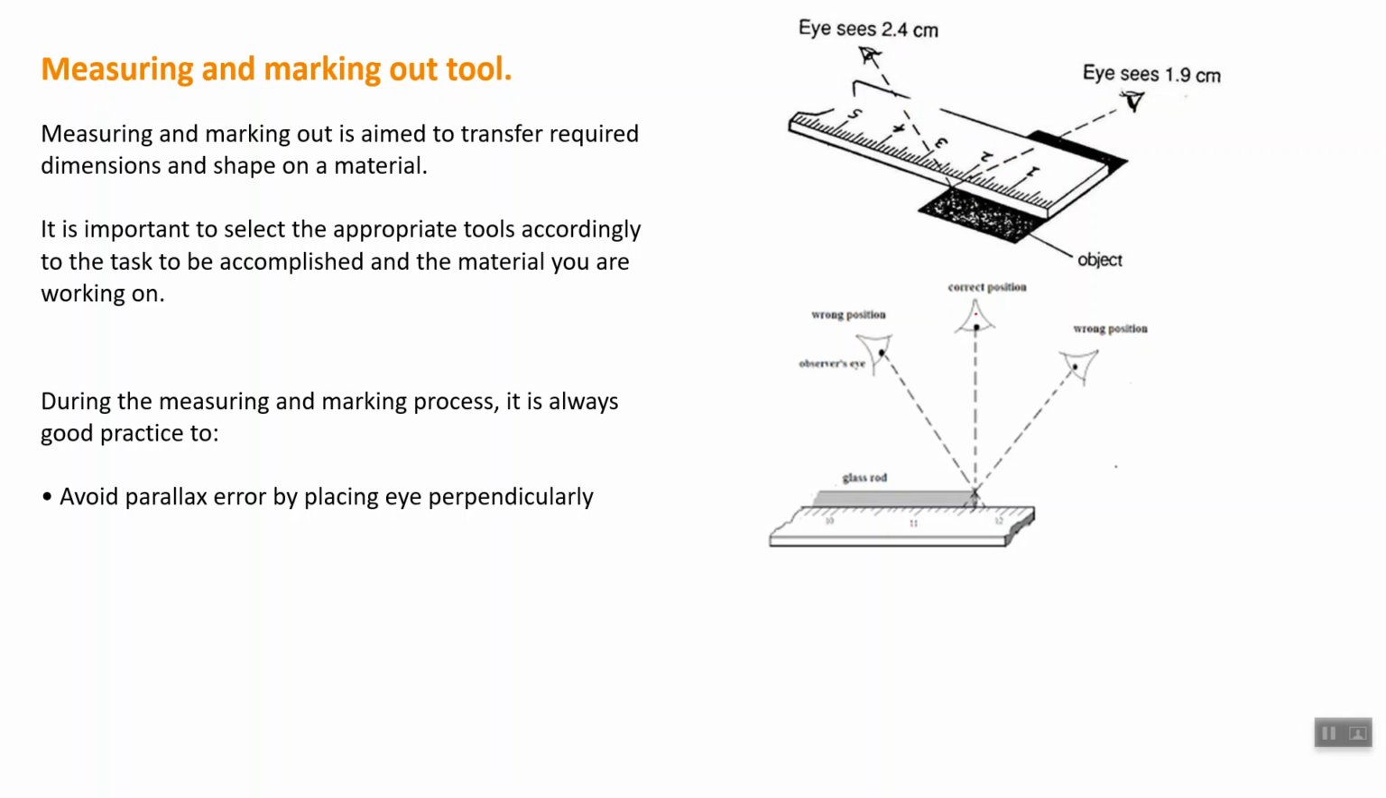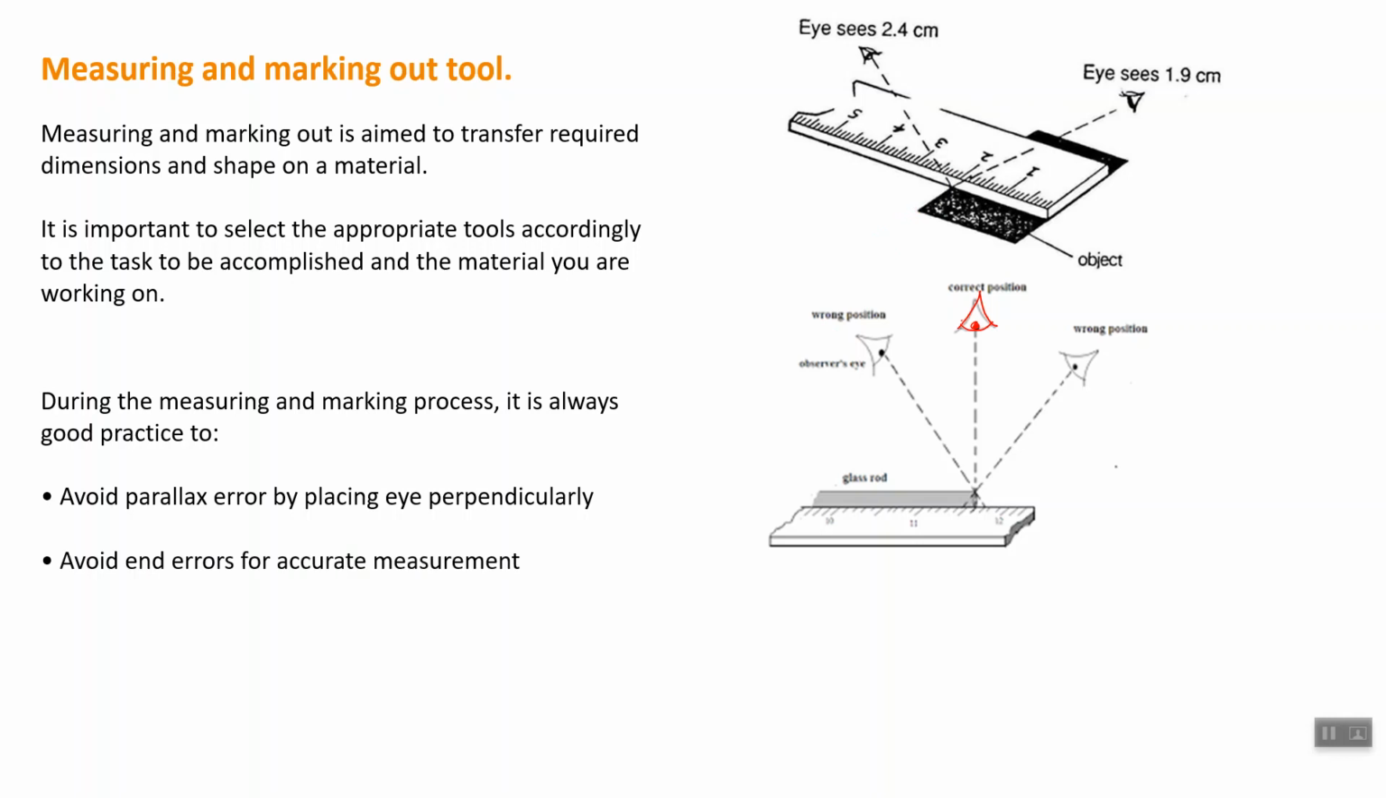So we have to place our eye perpendicularly to the material to have the exact reading. So when we look from a wrong position, this is called parallax error. Okay, so this is always good to avoid, to have the exact reading when measuring a material.